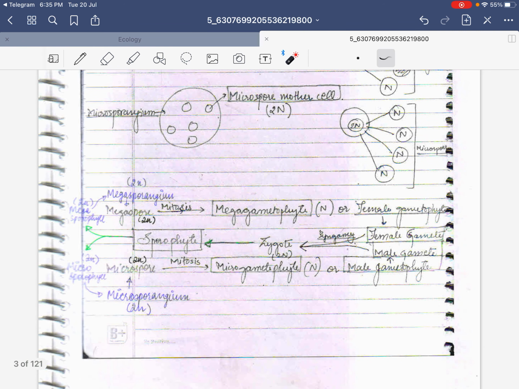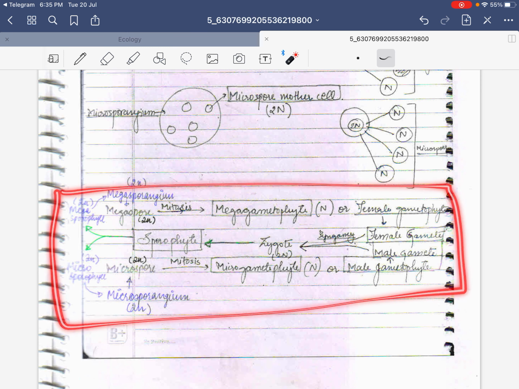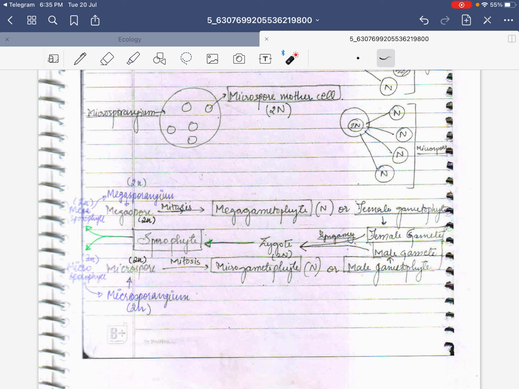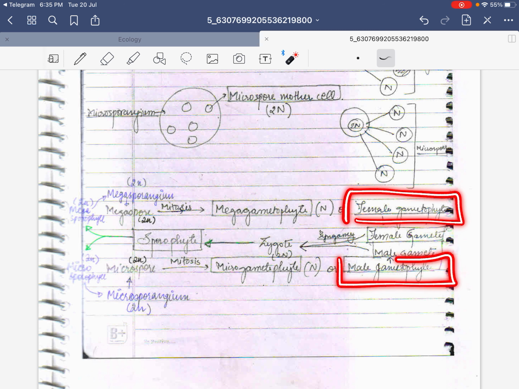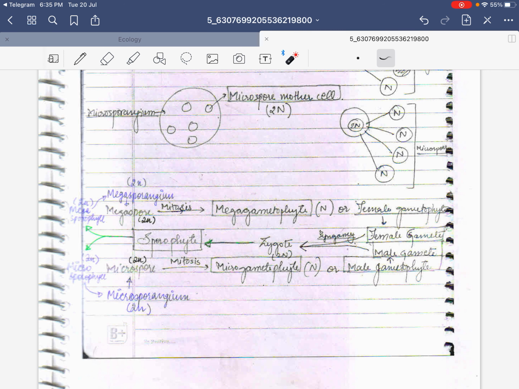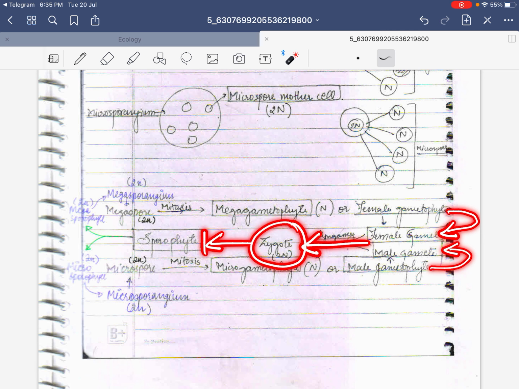Now, this is a basic flow chart of what exactly happens in a plant. Okay? Let us begin with the female gametophyte and the male gametophyte, right? The male gametophyte is going to produce the male gamete and female gametophyte will produce the female gamete, right? The syngamy will occur and zygote will be formed. From zygote, sporophyte will be developed, right?